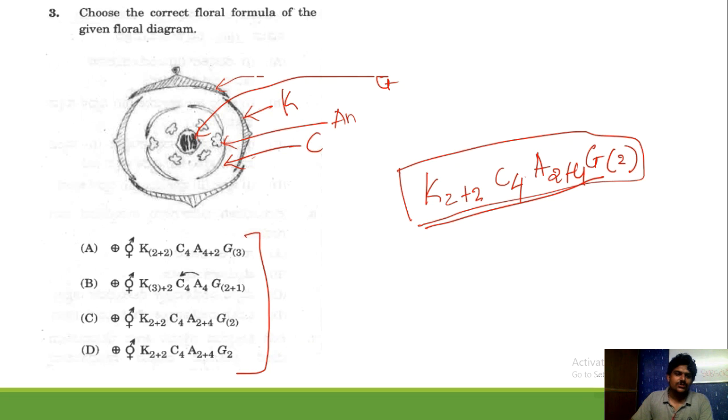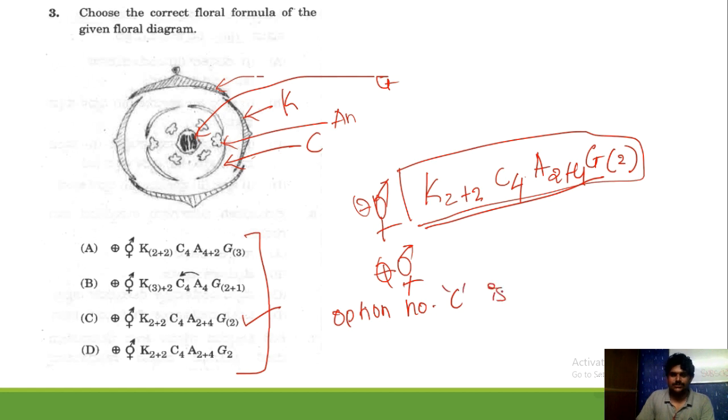But in the options that have been given, two abbreviations have been given. Don't confuse with that. That is actinomorphic and another one is bisexual. Just add this. So look at the options, which is the answer? Yes, it is C. So the answer is option number C.